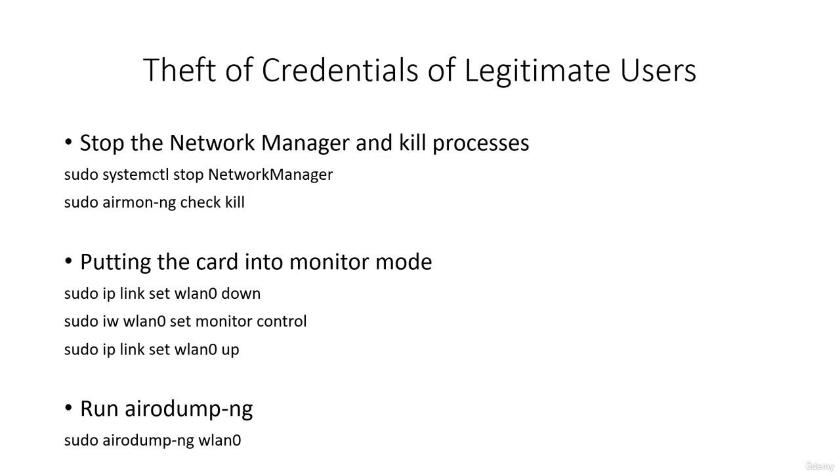First we need to stop the network manager and kill processes that can hinder us, using this very simple command. Next, in the command, if necessary, replace the name wlan0 with the name of your wireless interface, putting the card into monitor mode. This line sets your network interface down, then sets the monitor mode, and then brings your network interface up.